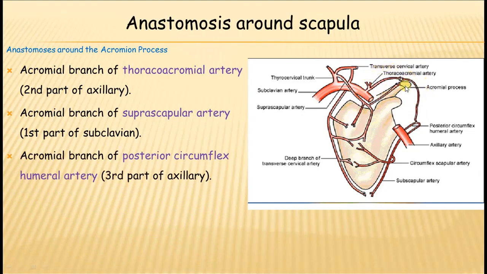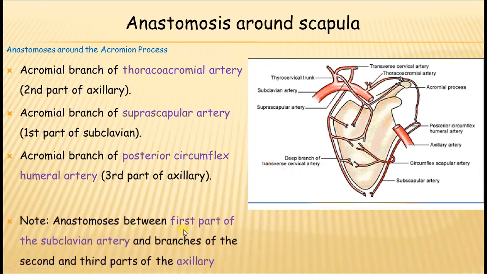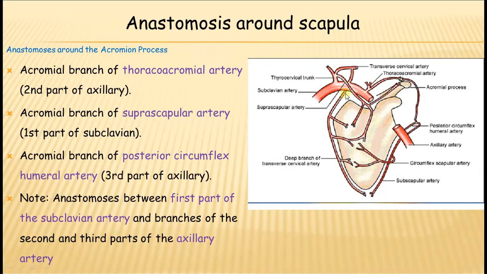Okay. So these three arteries: the branch from the posterior circumflex humeral, the acromial branch from the suprascapular, and the branch from the thoracoacromial. Thoracoacromial artery gives four branches, no? Acromial, clavicular, pectoral, and deltoid, of which the acromial branch actually takes part in the anastomosis around the acromion process. Okay, so as I told you, it is between the first part of the subclavian and the second part of the axillary artery.